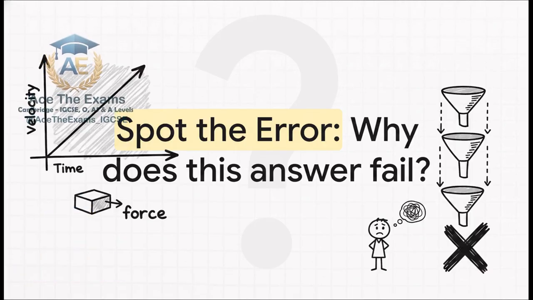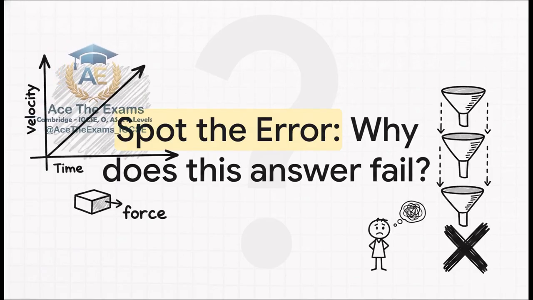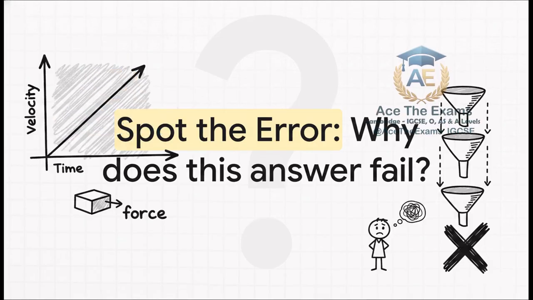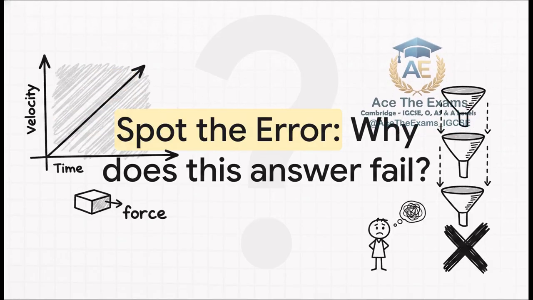Imagine the student writes this. The line goes up, which means it gets faster because there is a force. I mean, it sounds like physics, right? But it scores terribly. So where exactly did they go wrong based on our 4-step funnel? Keep your theory in mind as we reveal the truth.